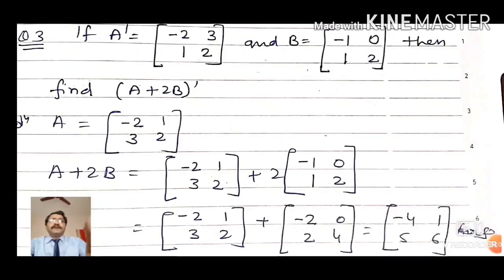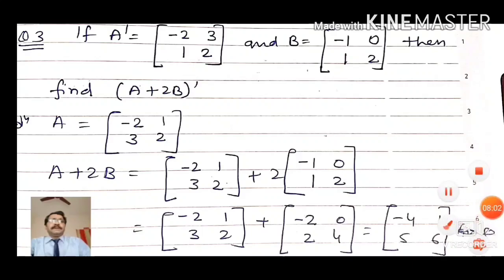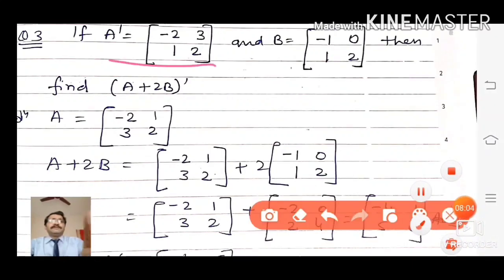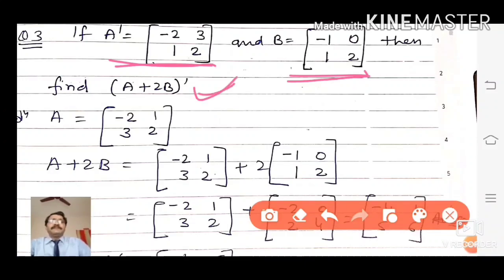Here you have to find A transpose. Look here, A transpose is given to you, B is given to you, then you have to find (A plus 2B) transpose. This you have to find. So first of all you find A. How can you find A? You will find the transpose of A transpose. So this first row will change into first column, second row will change into second column. This way you get A.